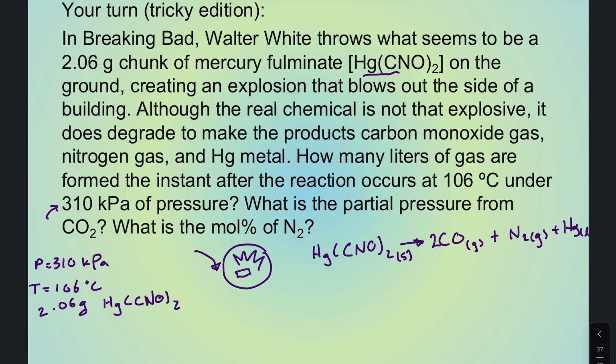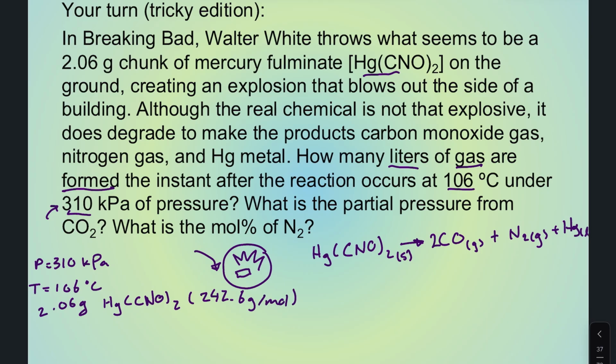And so the question asks, how many liters of gas are formed the instant after the reaction occurs at 106 degrees Celsius and 310 kilopascals of pressure? And so now that we've written the equation, we can continue our list over here. So we have 2.06 grams right there. And what we need to know as well is the molar mass of HgCNO2, which is going to be 242.6 grams per mole.